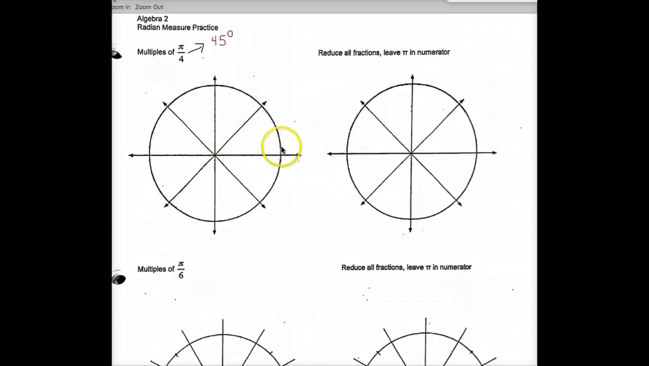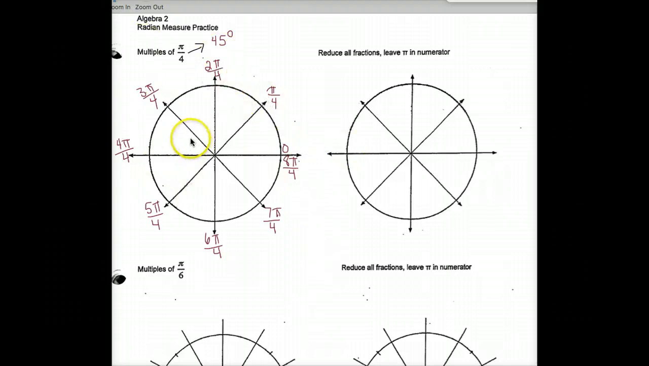So if this is 0 radians where I'm starting, then this one is pi over 4. This is going to be 2 pi over 4. This is 3 pi over 4. And then we just continue. This is 4 pi over 4 because we're counting by fourths. 1/4, 2/4, 3/4, 4/4. Here's 5/4, 6/4, 7/4. And then when we get back around to where we started, that would be 8/4.